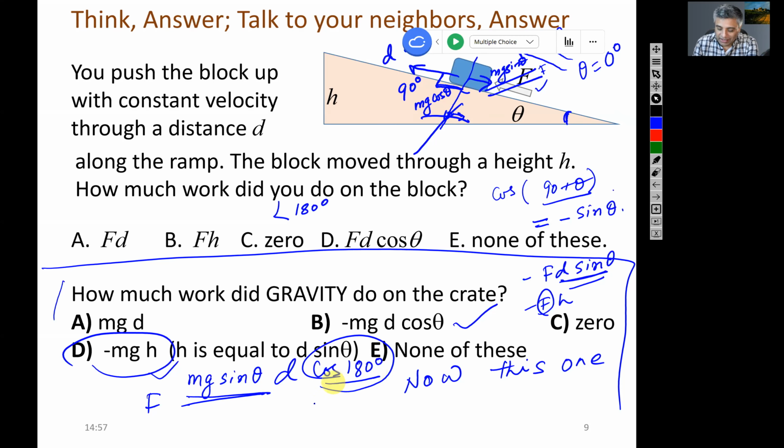Okay, work done is this. So cosine 180 being -1 means negative mg, and I can write d first and then write sine theta, since they are multiplying each other, I can move them, right? So d sine theta, as this one said, is h. So it becomes negative mgh. So that's another way to look at it without remembering this identity.